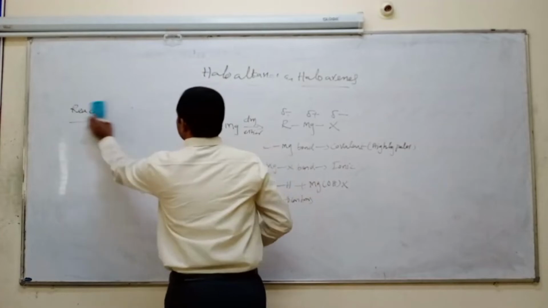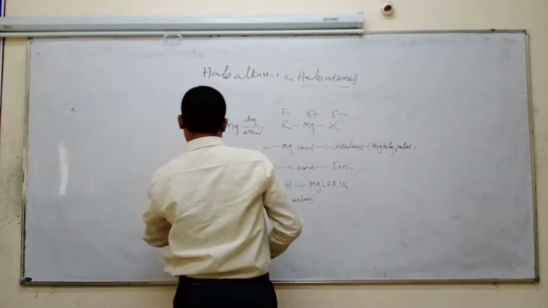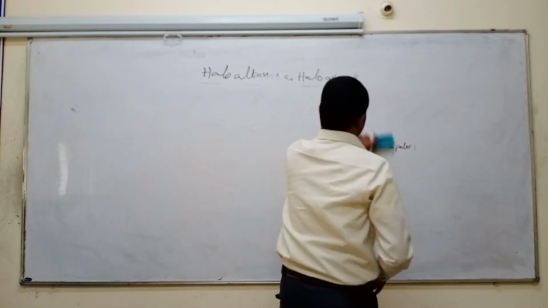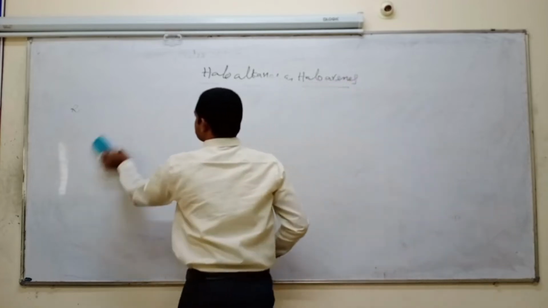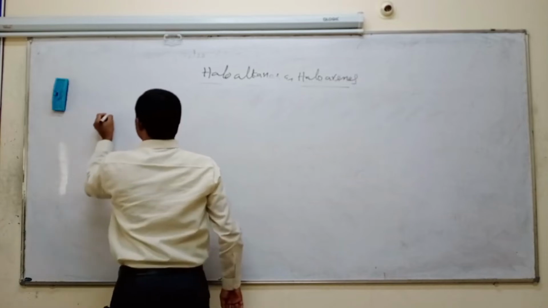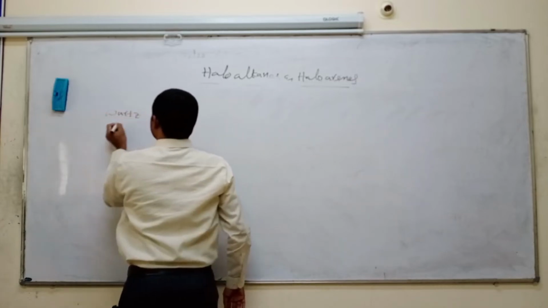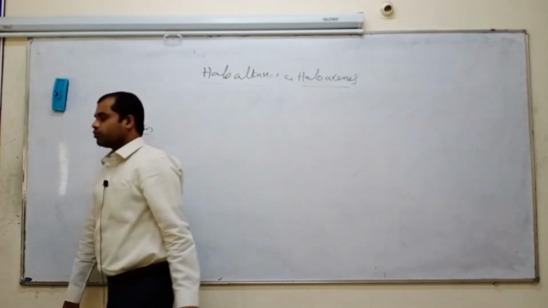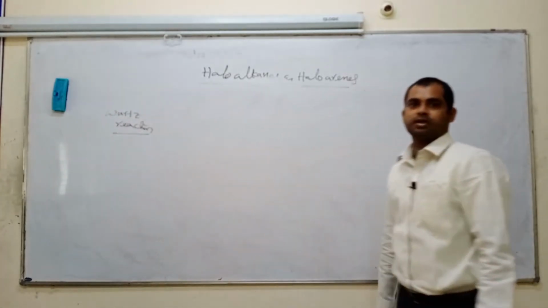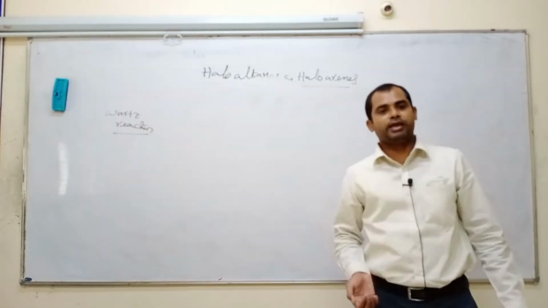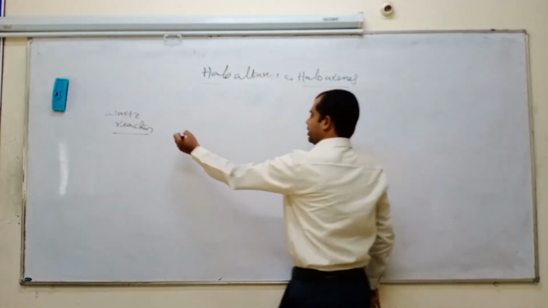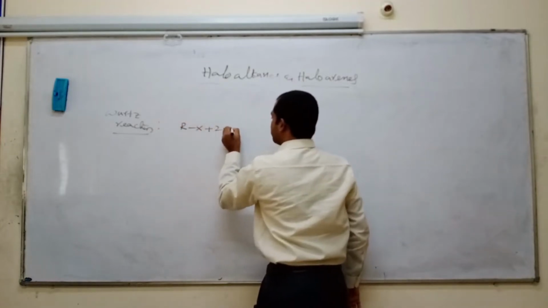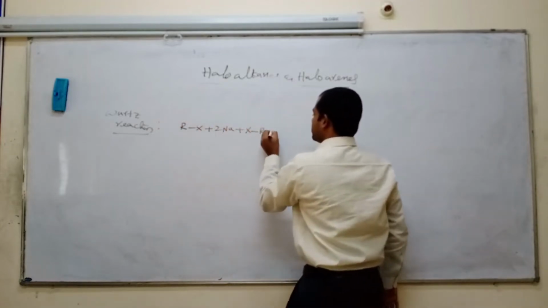Next one is the Wurtz reaction, which is one of the named reactions. Let us see the Wurtz reaction. What is the Wurtz reaction? The scientist Wurtz prepared alkanes. So let us see how to prepare them. Alkyl halide reacts with sodium in the presence of dry ether.